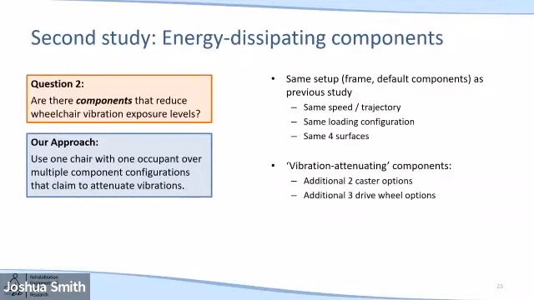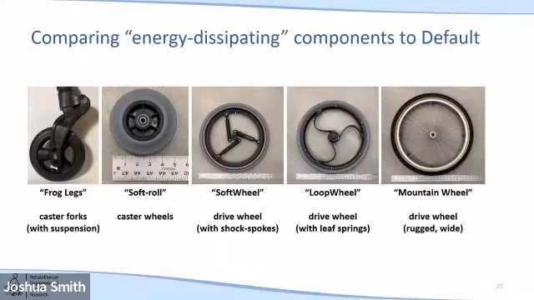So now that we know what the health effects are, or the lack thereof, we can assess: are there any energy dissipating components out there that actually tackle this problem of vibration exposure? Do any of the components on the market reduce the vibration that reaches the person? So we use the same setup, the same wheelchair, the same surfaces, the same speed, the same robotic system, but we swapped in a few different caster and drive wheel options. And these are the options that we selected.